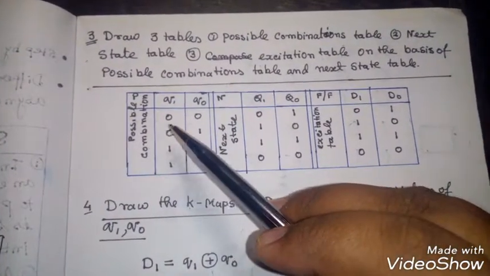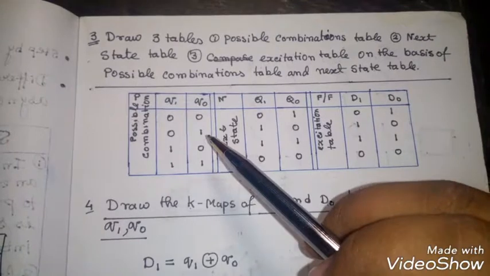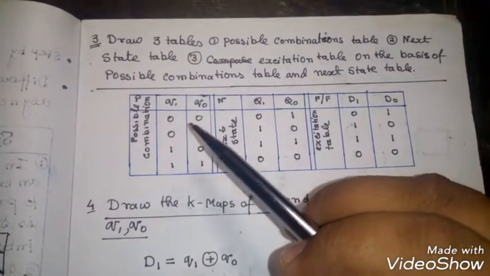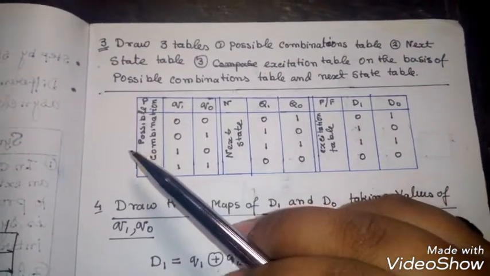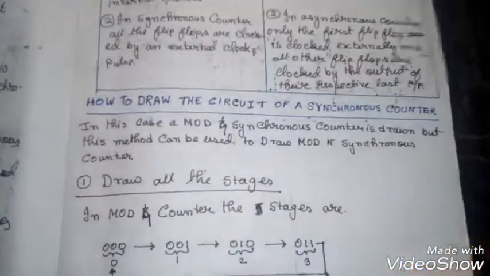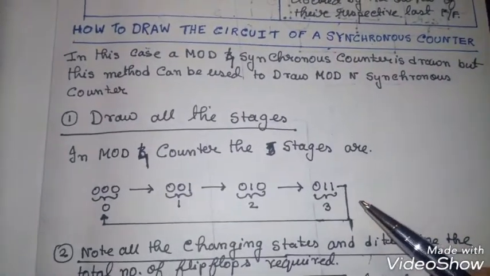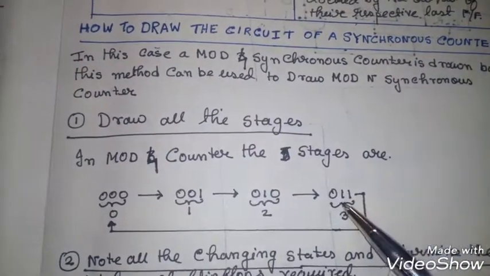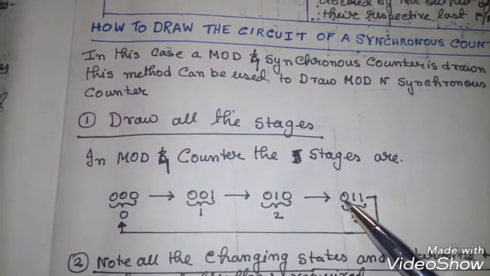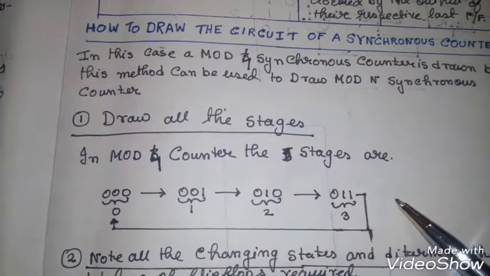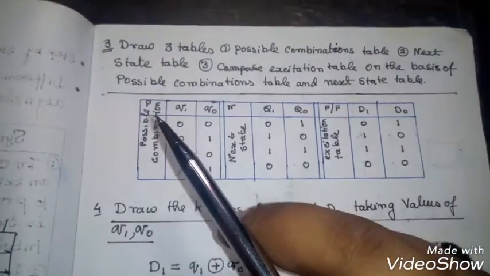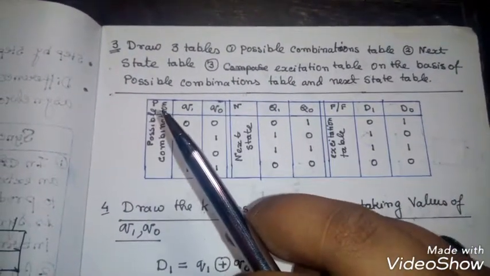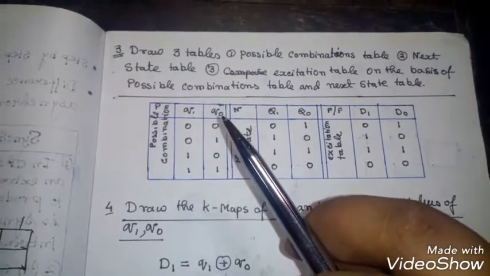Now in the case of a possible combination table, we have to make 2 columns. These 2 columns will be of 2 bits, and the bits we have to write in descending order. For example, if we required 3 bits, as with a mod 5 counter, we have to count up to 4, and at that time the MSB, that is the first bit, will become 1 in the 4th state. In that case we require 3 flip-flops and we have to make 3 columns: the first column will be Q2, then Q1, then Q0.